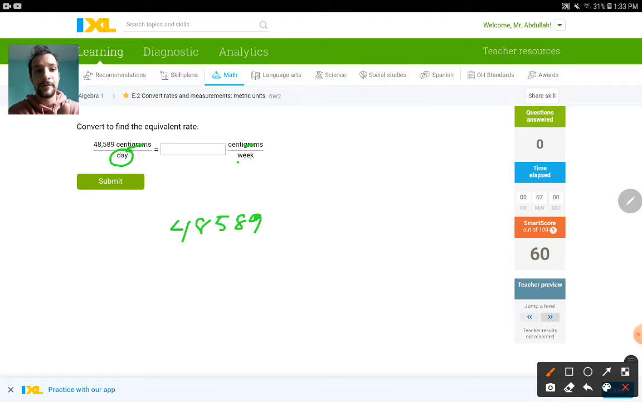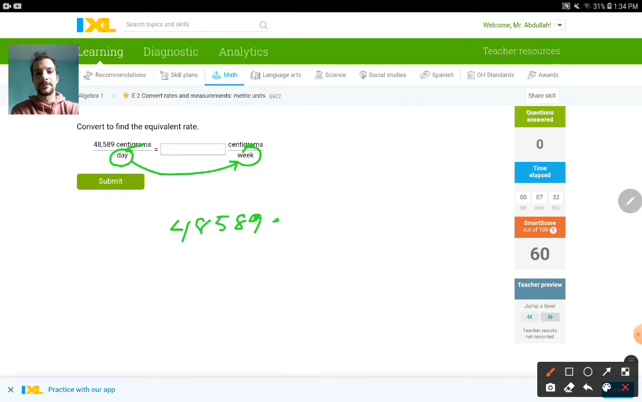days are becoming weeks, right? From day to week. Is this a longer time span or shorter time span? That's what I need to figure out. Since the time frame is extending, that means my number is going to be more. Just think of this. If you can drink 5 pops in a day, would you be drinking more or less in a week? So it would be more. That means I need to multiply.